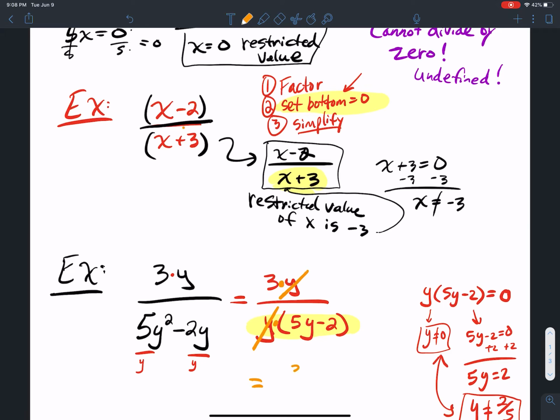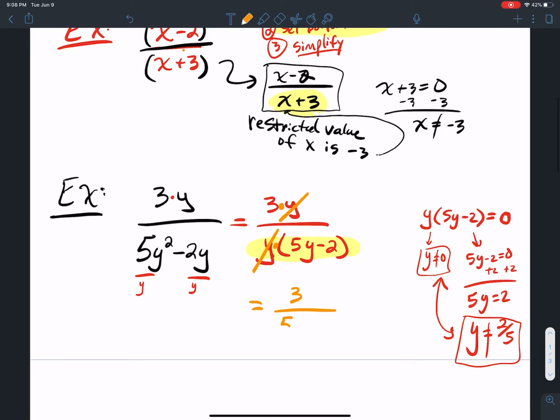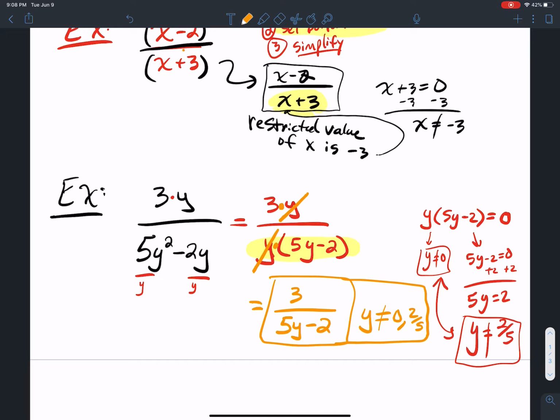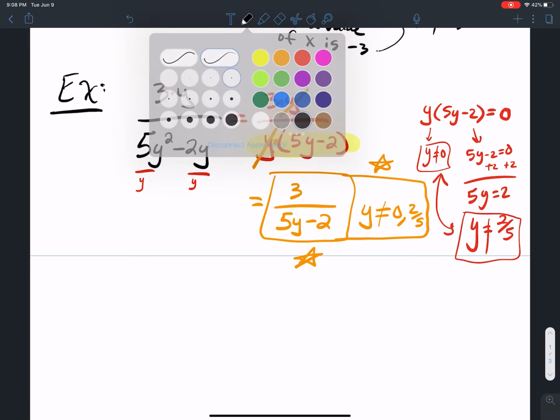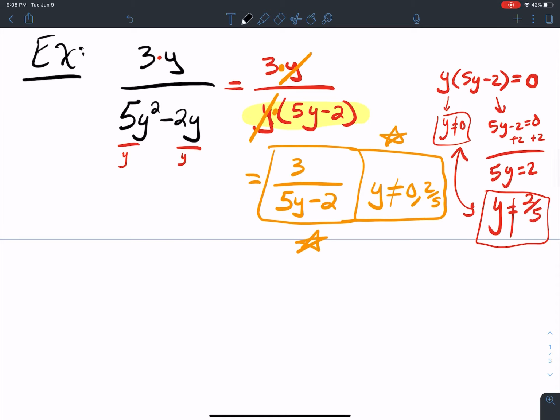So what does this become? It becomes 3 divided by 5y minus 2, as long as y is not equal to 0 and 2/5. Okay? So that's just as much a part of the answer as the simplified version right here. So make sure you get not only the simplified version, but that you write the values of x or y or whatever the variable is which you must exclude. It must be restricted from the domain because we cannot divide by 0.